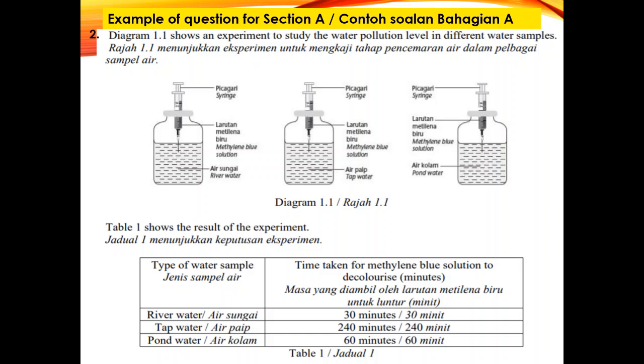To study the water pollution level in different water sample. They given you 3 samples here: river water, tap water, and the pond water. And then you can see from here the time taken for the methylene blue solution to decolorize. Understand? So the shortest time taken is the river water, followed by pond water, and then the longest time taken is tap water. So look at the questions now.